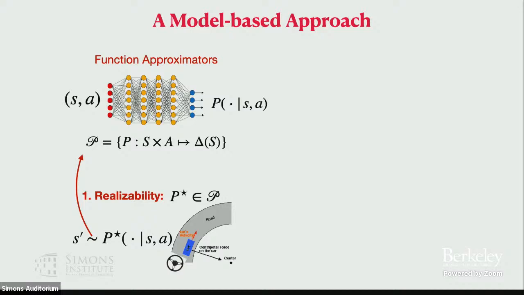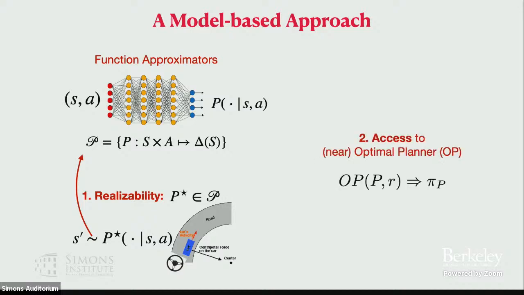This is a typical realizability assumption in supervised learning. Potentially, we can relax it to the agnostic learning setting, but I'm not really going to talk about this today. And in terms of computation, let's assume that we have access to some black box planning oracle that takes a Markovian transition P as input and a reward function as input, and outputs a policy that maximizes the reward. So this is really a computation oracle.